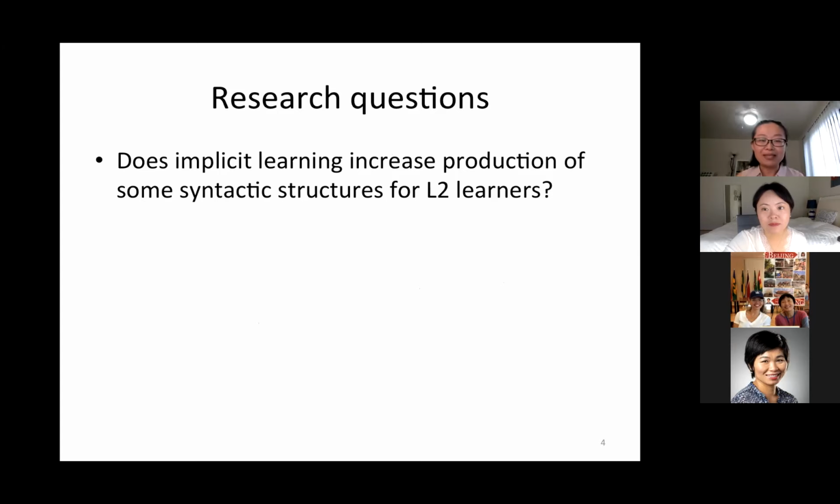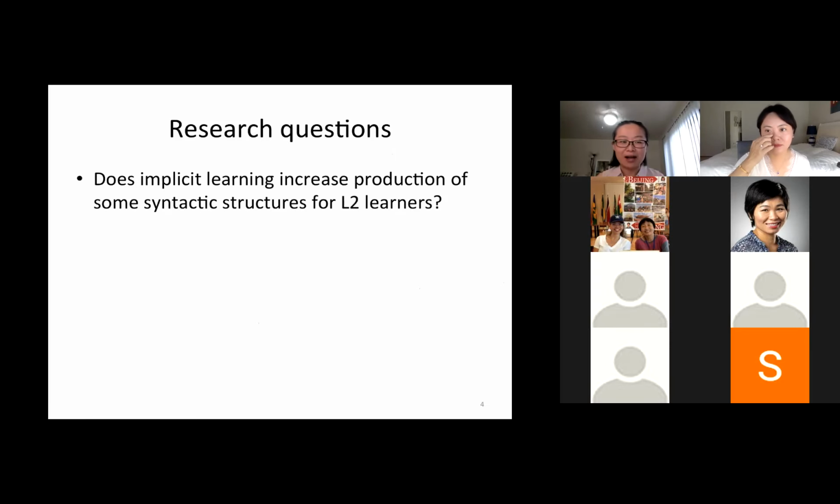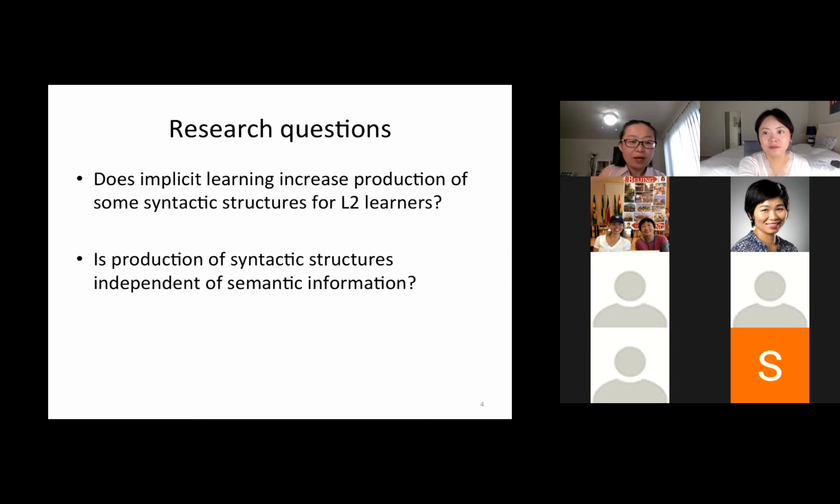So this is the first question I'm asking for this project: whether implicit learning increases production of some syntactic structures for second language learners. The second question is whether the production of syntactic structures is independent of semantic information.